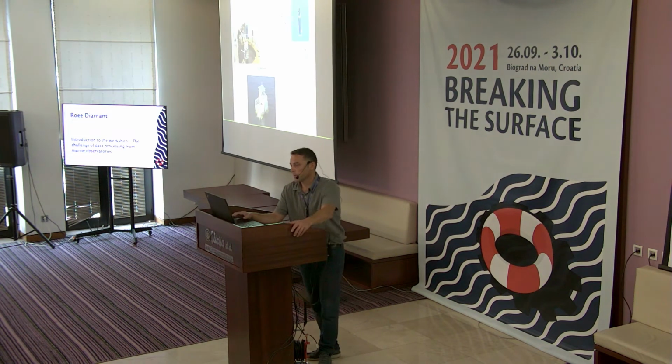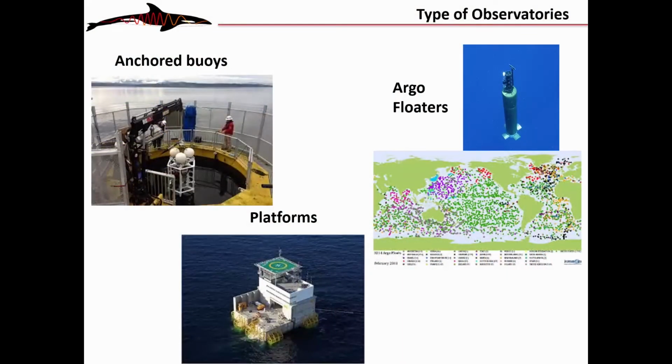There are several types of observatories. There can be a fixed observatory, what we call an anchored observatory. It doesn't have to be a small buoy. In the up left-hand corner, you can see an example of an observatory in the Saanich Inlet in Vancouver Island, Canada. They have a ring, and inside the ring there are a lot of sensors.